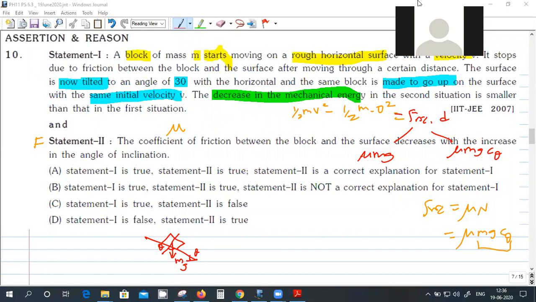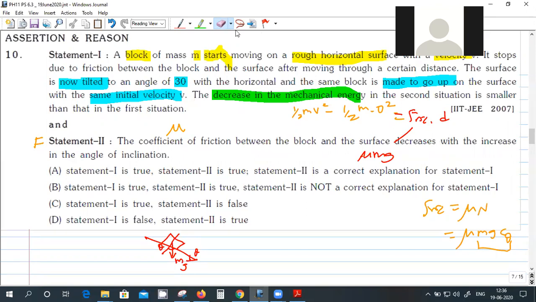Okay. See, there is one more important thing. In the second case, when it's going up the inclined plane, there is an increase in potential energy. So mgh is there in the second case. So if you do it carefully, this equation is for the first case. There is no change in potential energy.